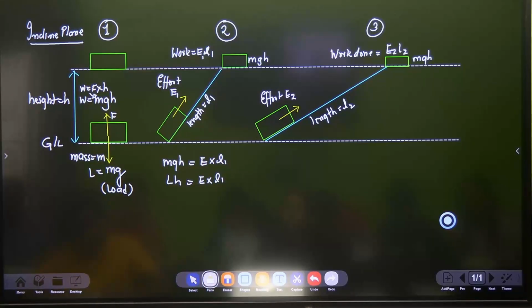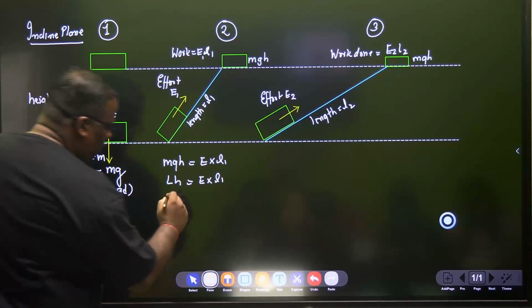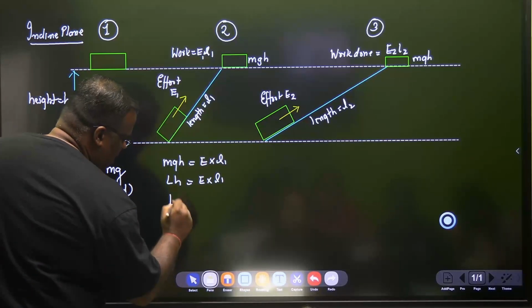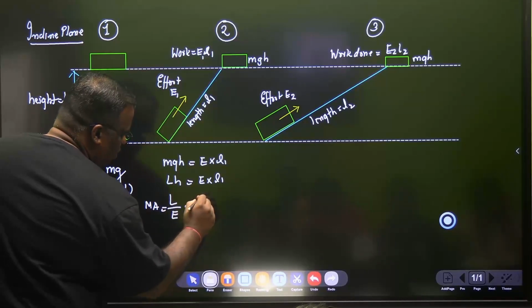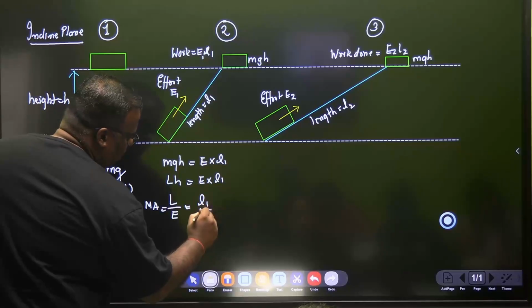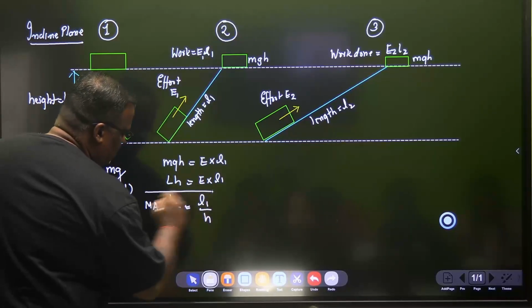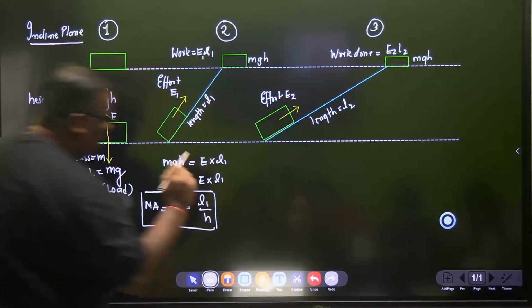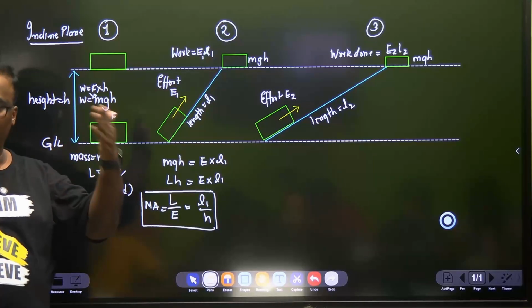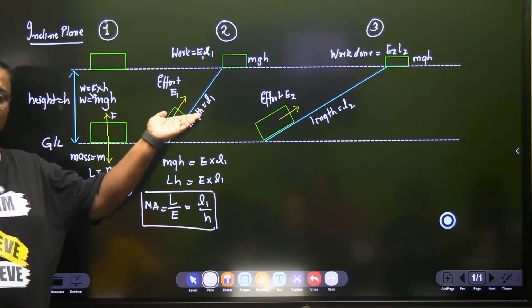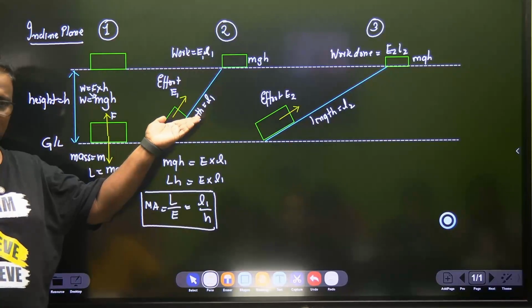Right? No issues? So now L upon E is nothing but the mechanical advantage, which is equal to L1 upon H. Now this is a very stylish equation. Just see this. If you want your mechanical advantage to be more than 1, then only your job will become easy. Do you agree or not?